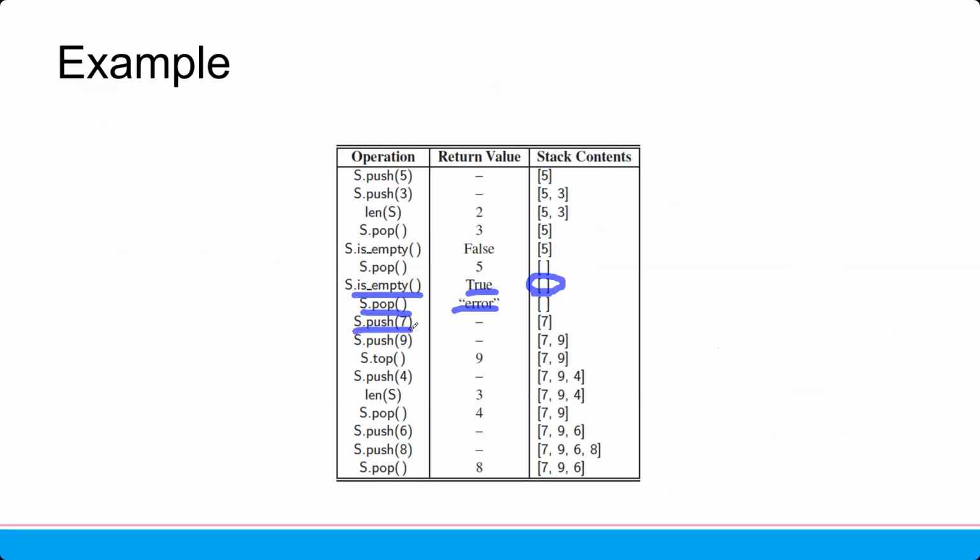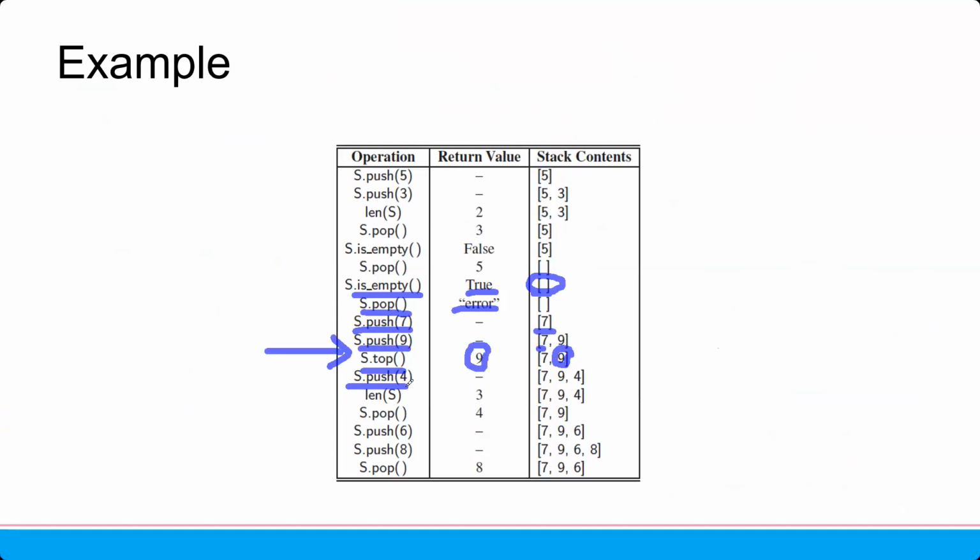Now I'm going to have a new element, a new stack. We have a new stack, and I'm going to push 7, then push 9. So 9 will be added at the last index. I have top. What is top? I want to check the element at the last index, or the element at the top. So the element at the top is 9, and we will return 9.